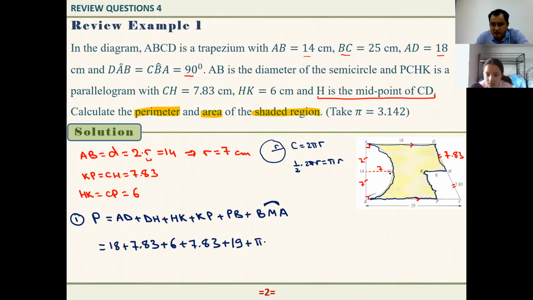And what is the radius of this circle? That is 7. We already evaluated it here. Now, Shahina, add all these numbers together and tell me the result. Let's see if you add this correctly or not. Let's see, 18. Take pi as 3.142. Don't forget that.